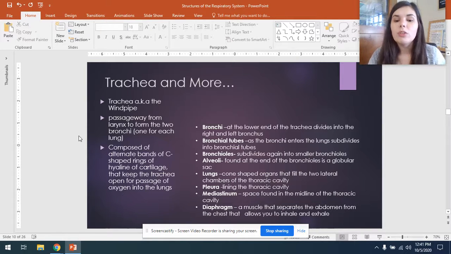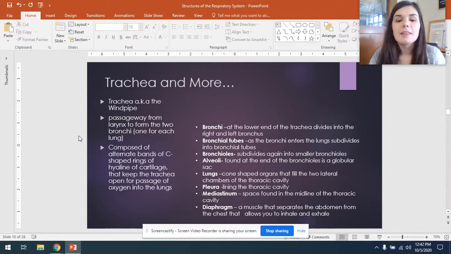The lungs are, of course, the cone-shaped organs that fill the two chambers of our thoracic cavity. A fun fact about your lungs, which you're going to learn on another slide, is that your lungs are made of different lobes. On one lung you have 2 lobes, and on the other lung you have 3 lobes, and there is a reason that they are different.